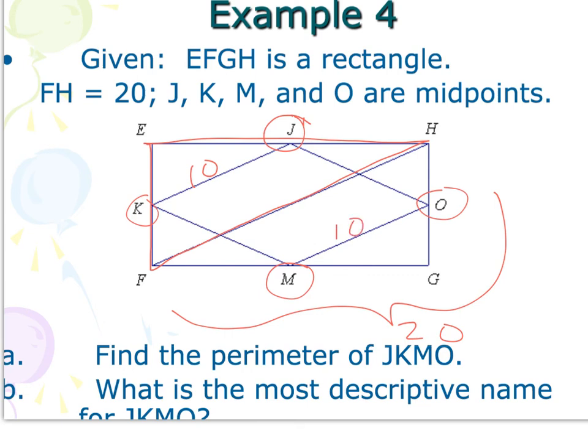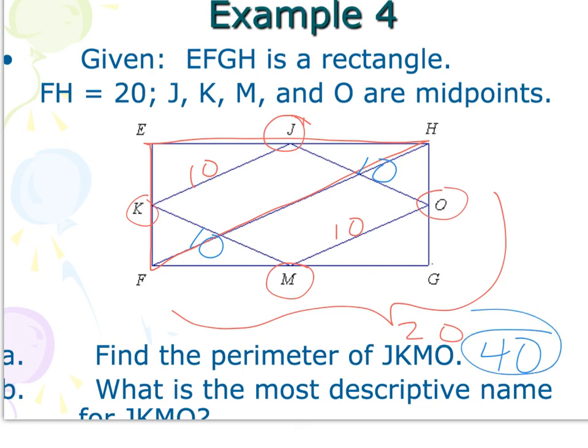And let's also remember that this is a rectangle, so our diagonals are congruent, right? So I can essentially create the same exact situation where KM is a midpoint of that other triangle, making this 10 and this 10. So my perimeter is 40.